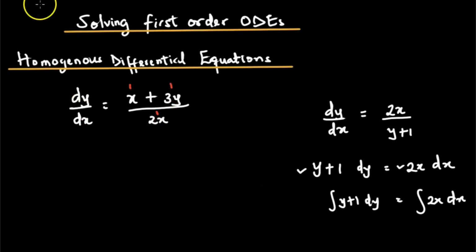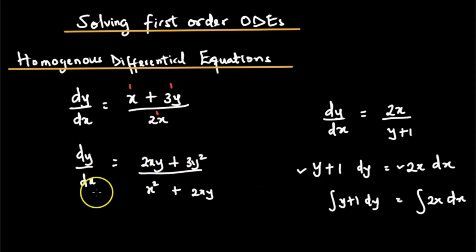What if I have something like this? How can I check if this is a homogeneous differential equation? I take a look at 2xy. The degree of x is 1, the degree of y is 1. So the degree of 2xy is 2. The degree of 3y squared is 2. The degree of x squared is 2. The degree of 2xy is 2. So this is a homogeneous differential equation.